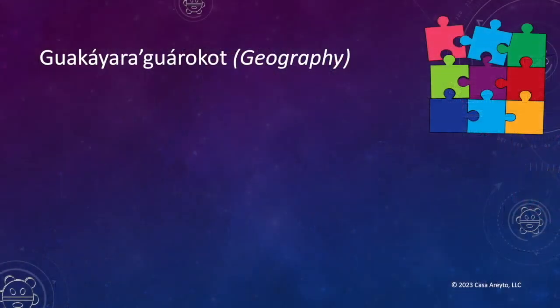Last week, we learned about geographic landmarks, and we're going to continue learning about new ones today. However, all the ones that you're going to learn are going to be brand new. So let's get started with some vocabulary that you will need to complete some exercises. The Taíno word for geography is Guacayara Guarocot, geography.